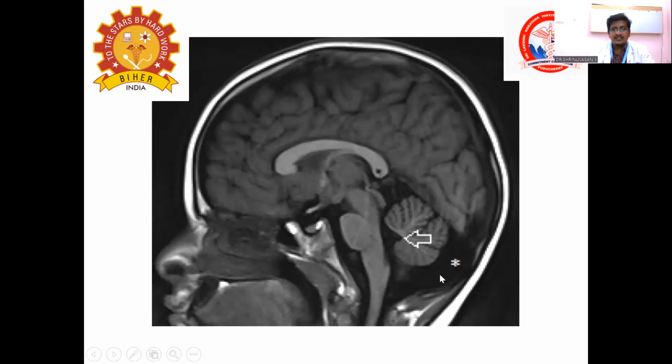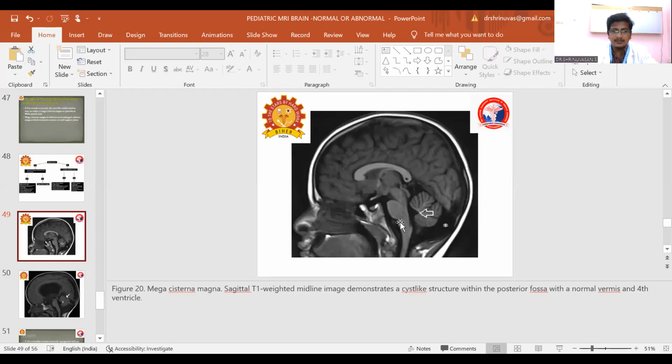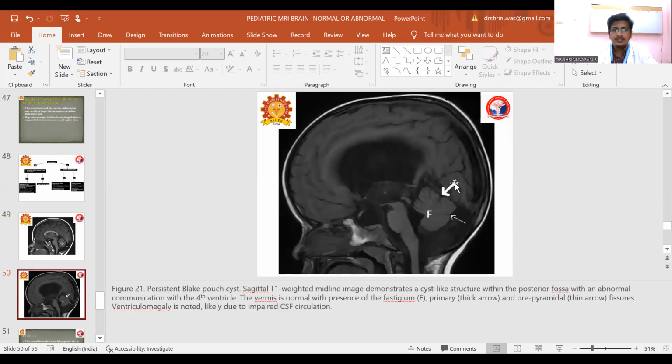So you can see the classical mega cisterna magna here, on the sagittal T1 weighted image, demonstrating a cyst-like structure within the posterior fossa, but you can see the normal fourth ventricle with normal vestigium. Here it is inferiorly communicating with the fourth ventricle, so then it is called persistent Blake's pouch cyst. Whenever it is communicating with the fourth ventricle, it is persistent Blake's pouch, not mega cisterna magna.